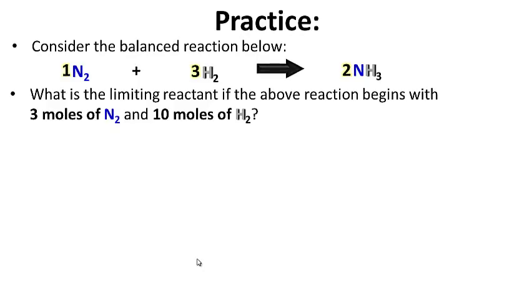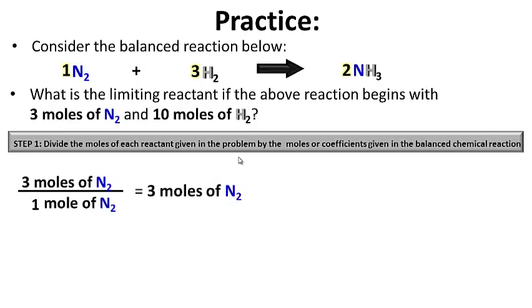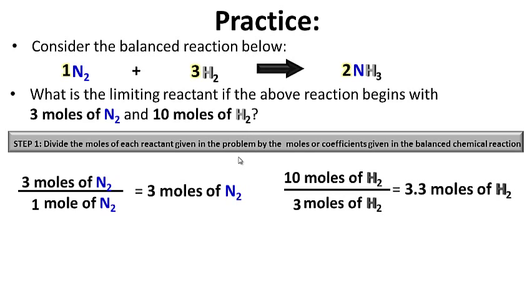Let's see how you did. Divide the moles of each reactant given in the problem, 3 and 10, by the moles or coefficients given in the balanced chemical reaction, 1 and 3. So 3 moles of N2 divided by 1 mole of N2 gives us 3 moles of N2. Now for H2, we're starting with 10 moles of H2 divided by 3 moles of H2, which gives us 3.3 moles of H2.